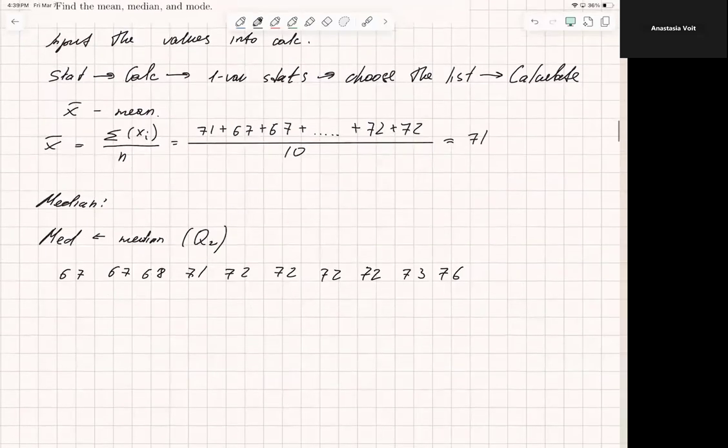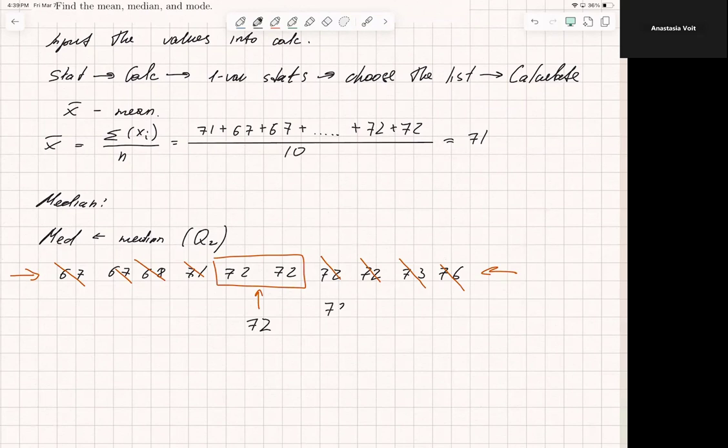And now we start from the sides moving towards the middle. So we can start crossing each number from the sides. So one here, on the left, on the right. And here we have two values that are in the middle. So the mean of these two values would be our median. Since both numbers are 72, then the median is also 72, because 72 plus 72 divided by 2 is, again, 72. So the median in this case is 72, okay?